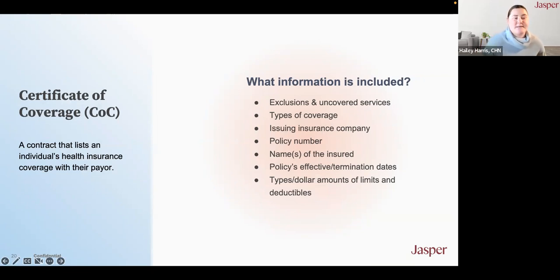Last up for documents is certificate of coverage, or a COC. This is a contract that lists an individual's health insurance coverage with their payer. So the COC details the health benefits for the beneficiary and the dependents, or the covered people, under the plan. Details include exclusions and conditions. So these may be uncovered services, and conditions or actions needed to receive the benefit. Conditions may also include deductibles and copays.